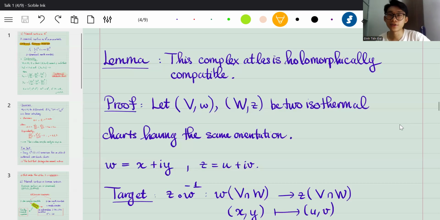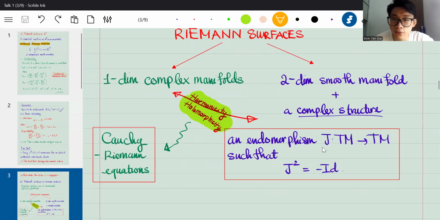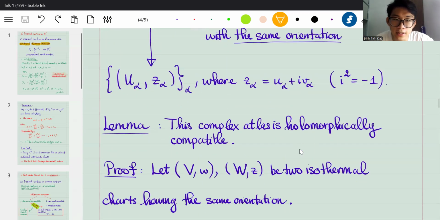Okay, so now let's go into the details about what I just said to show that this complex atlas, that is this smooth manifold with a complex structure, is holomorphically compatible.